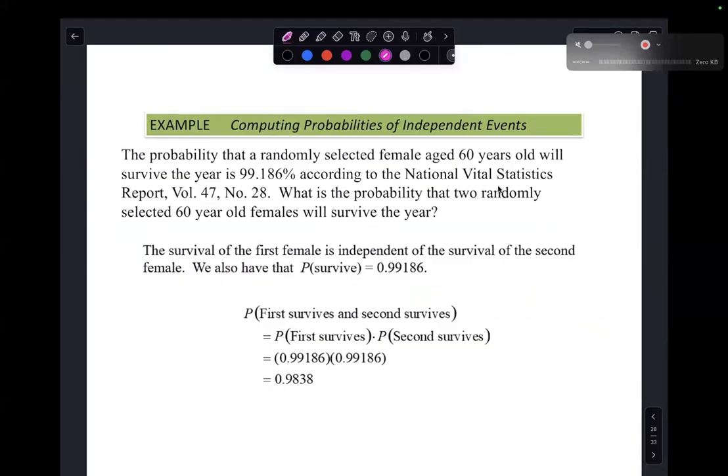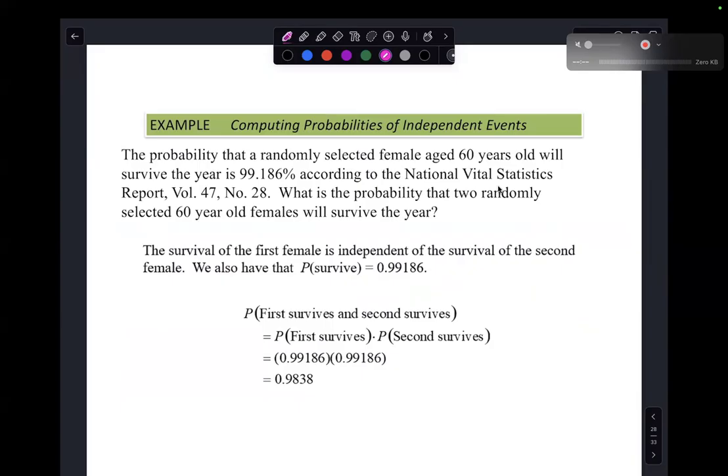The at least probabilities are where it gets kind of cool. All right. So the probability a randomly selected female aged 60 years old will survive is 99.186%. What is the probability two will survive? So the probability the first survives is 99.186%, and the probability the second survives is 99.186%. So you just multiply those two numbers together. So we're getting 98.38%.